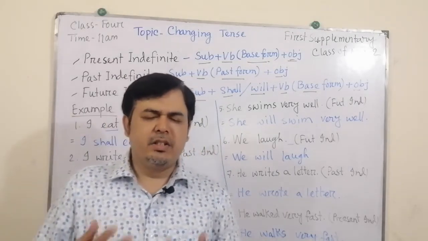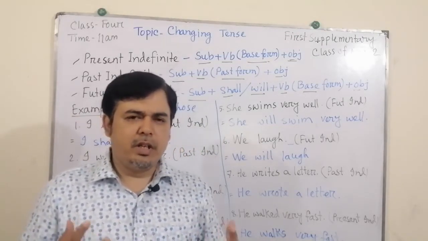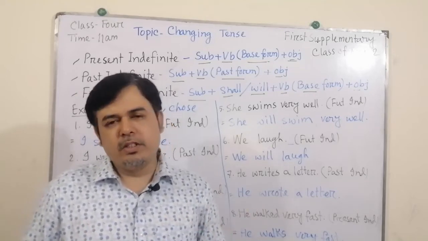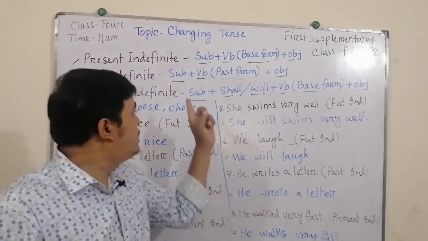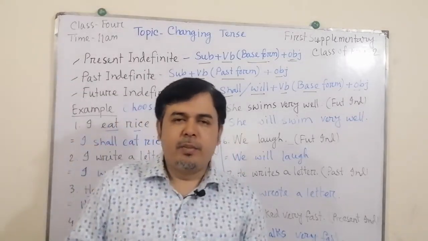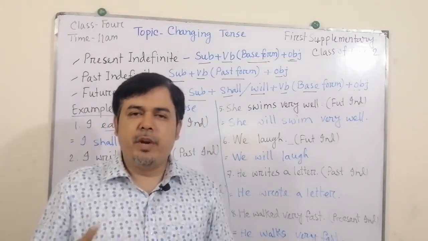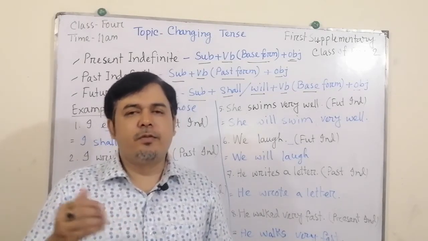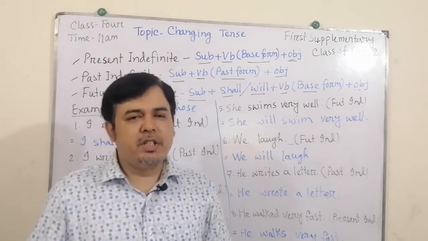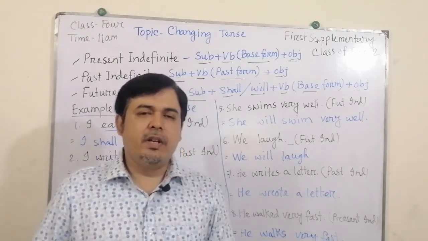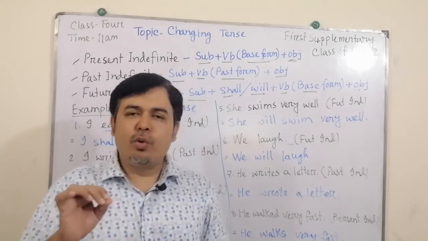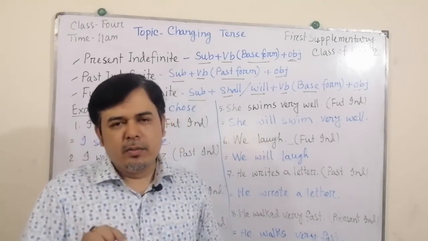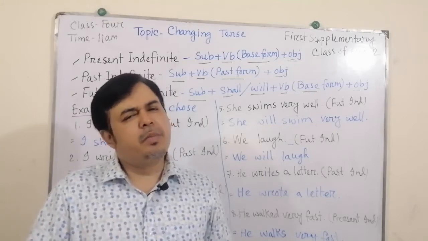In the examination this sort of example will come. No problem, you don't have to be worried about that. This topic is very much easy. You just remember the first three structures. For present indefinite, subject plus verb base form plus object, and for past indefinite, subject plus verb past form plus object, and for future indefinite, subject plus shall or will, one auxiliary verb, after that verb base form plus object.